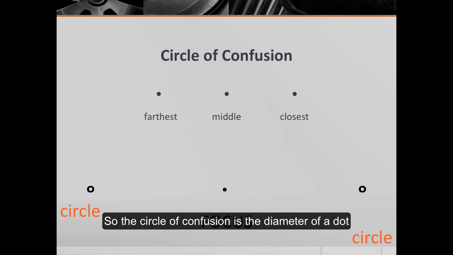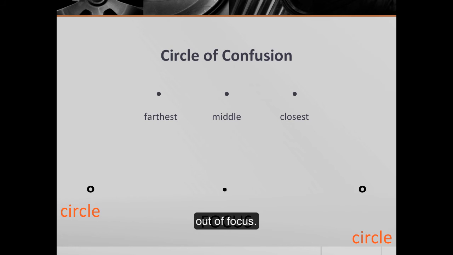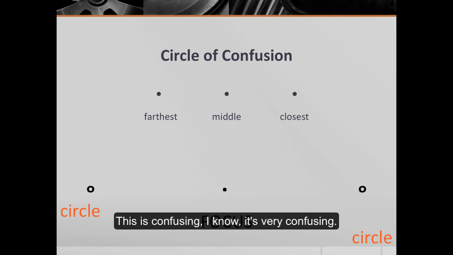So the circle of confusion is the diameter of a dot such that when we view it with the naked eye, it appears in focus. And if this circle gets past that diameter, then our eyes tell us that it's out of focus. This is confusing. I know, it's very confusing.